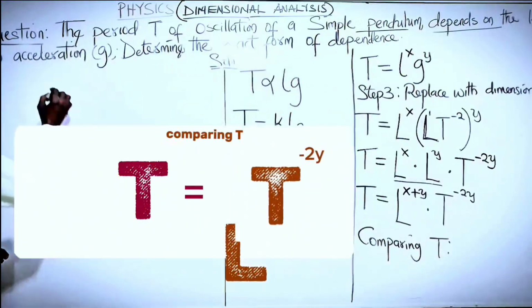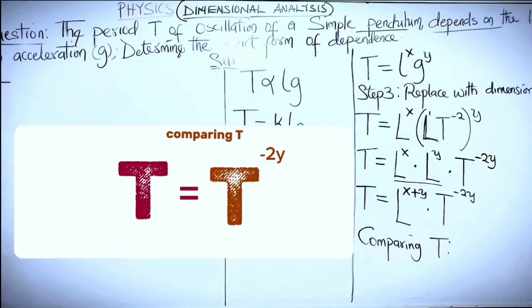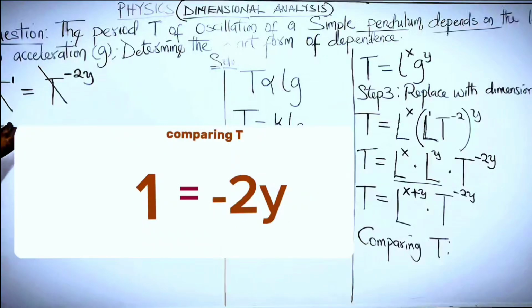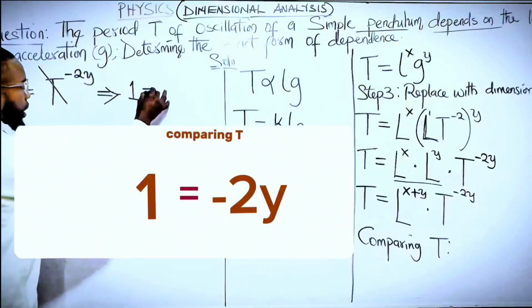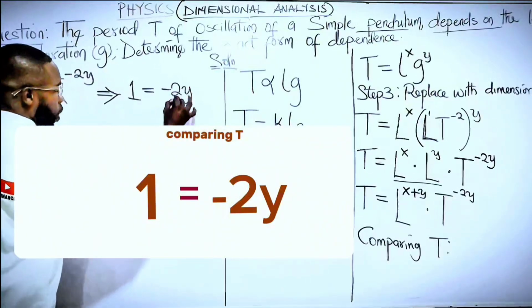So I can say t, for comparing t, is equal to what? T. So for this one, there's just raised to the power of 1 here. The other side, I have minus 2y. So if t takes off t, I have from indices, you should know this from indices. I am left with 1 is equal to minus 2y.